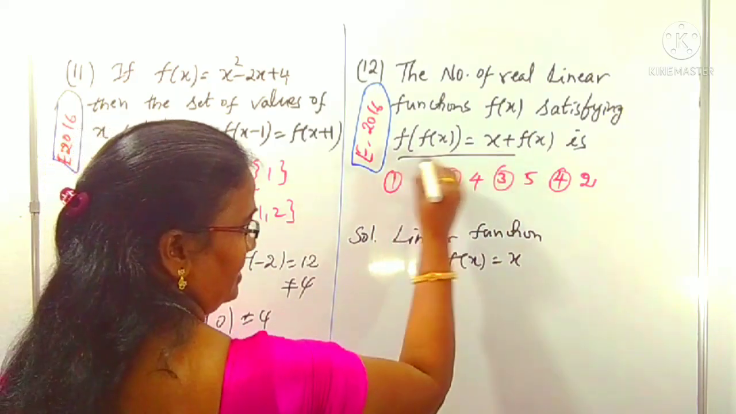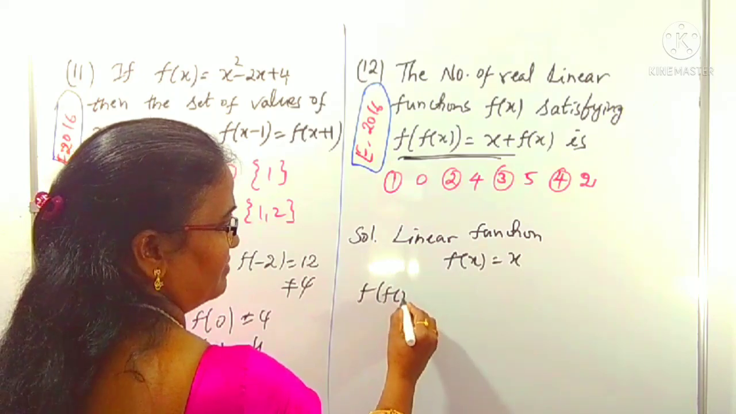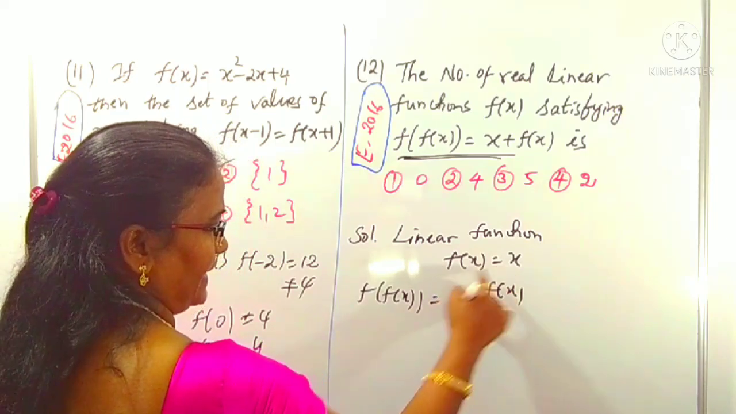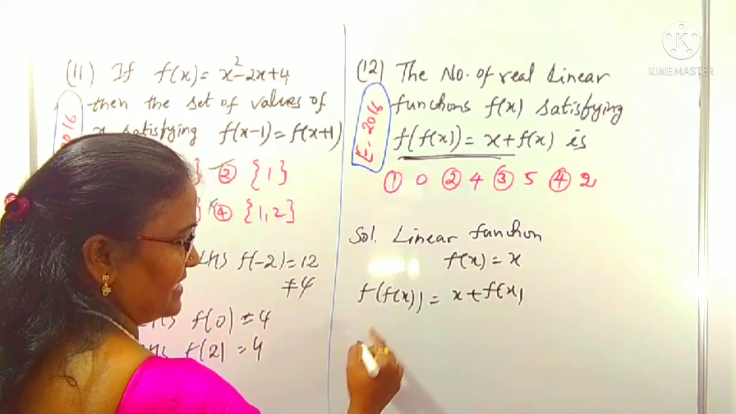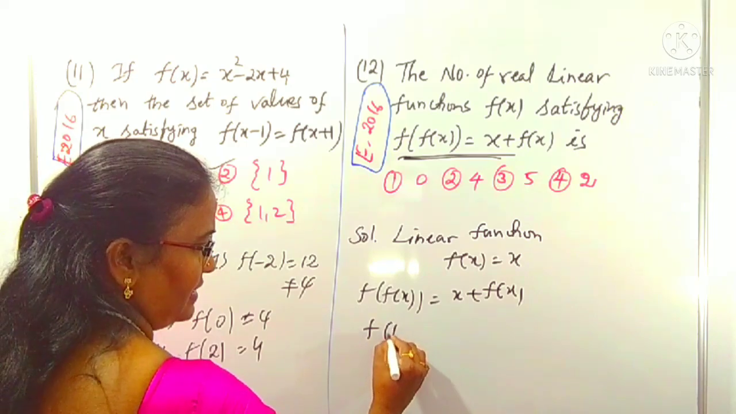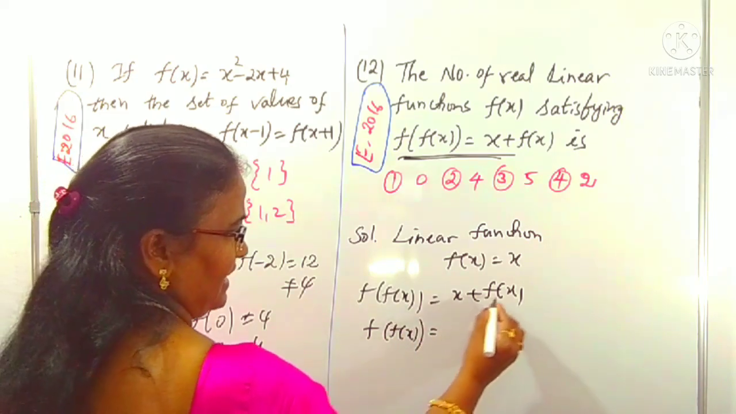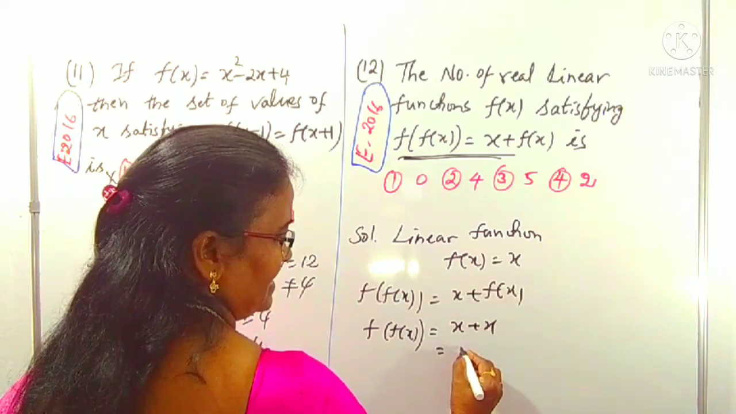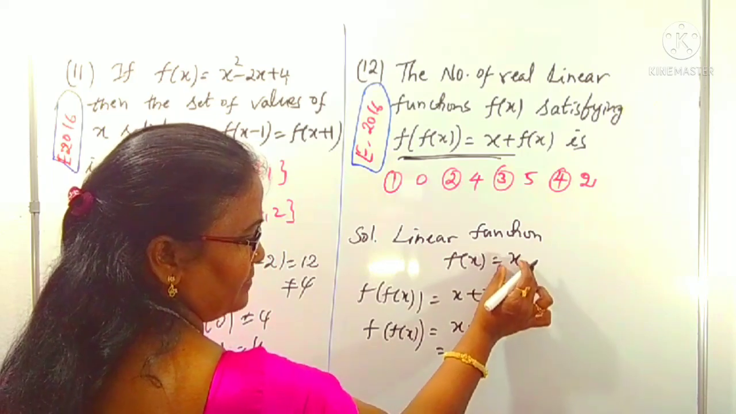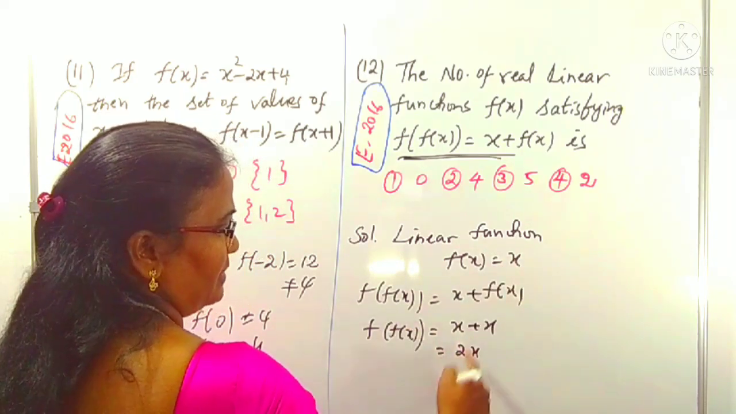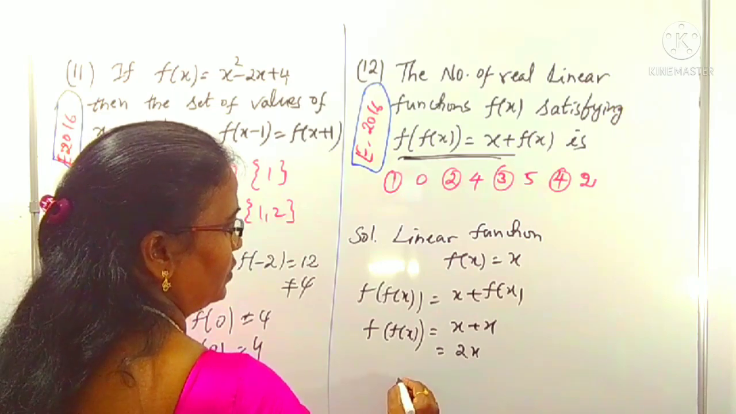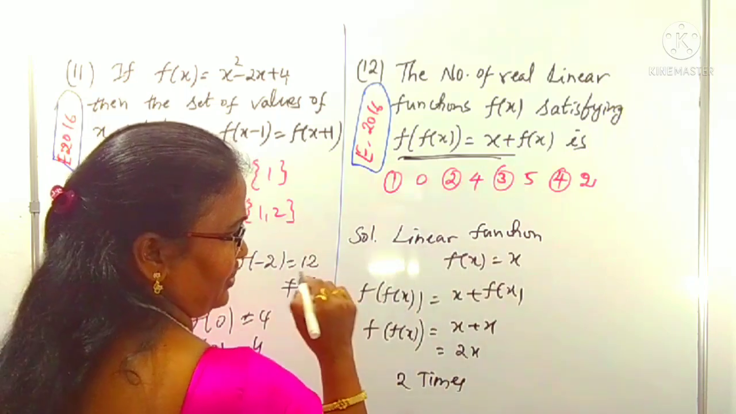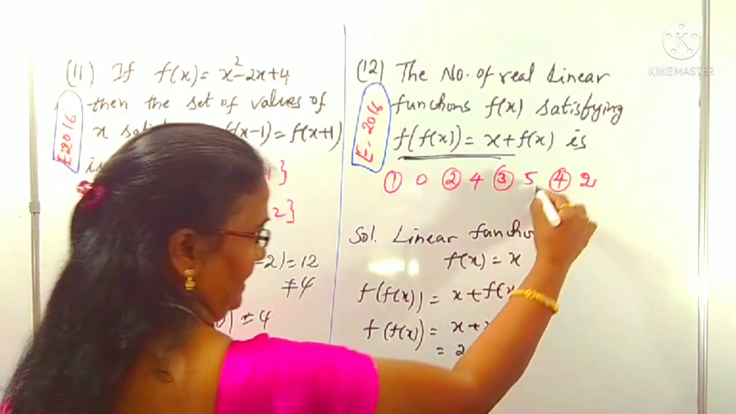So what is the condition here? F of x must be equal to x plus f of x. What is f of x here? x, that is the linear function. In place of f of x, take x. Left side I am taking as it is; on the right side, in place of f of x, you can write x plus f of x, which is also x. x plus x is 2x. 2x means 2 times of this linear function, or not? So how many times of the function, just 2 times. That is which option? It is clearly the fourth option.